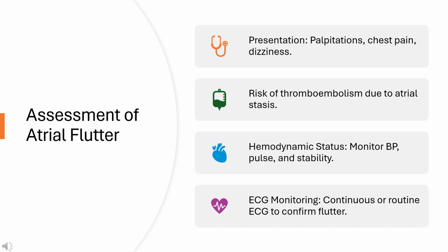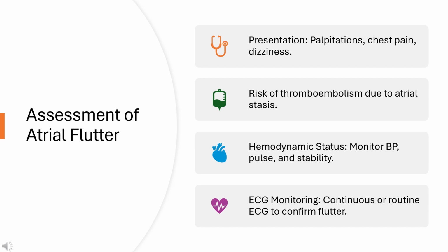Assessing the hemodynamic status of a patient with atrial flutter is crucial. Regular monitoring of blood pressure and pulse helps to evaluate the stability of the patient. A rapid ventricular response can lead to hypotension and signs of poor perfusion, such as cool extremities, altered mental status, or decreased urine output. Monitor for signs of hypotension, which can indicate poor cardiac output and perfusion.